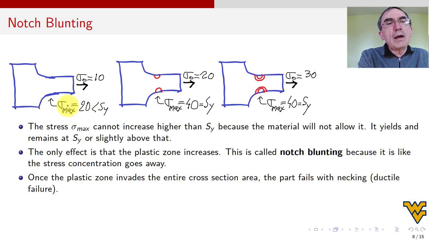20 is less than Sy, so you can take it. This is elastic. You see, I didn't put any red there. Now increase the load to 20, sigma 0 20, a stress maximum with a stress concentration factor Kt equal to 2, that becomes 40. And when it becomes 40, oops, a little bit of yield there, okay, because Sy is 40. All right, so I got a little bit of the yield there.